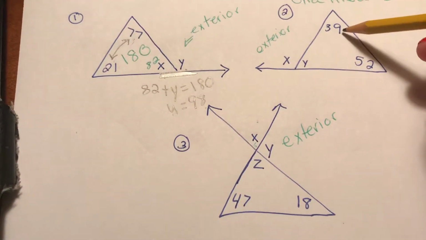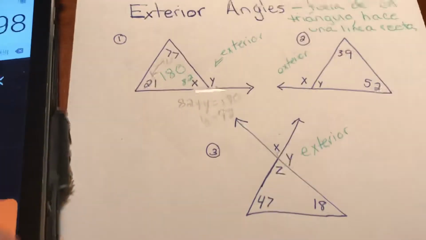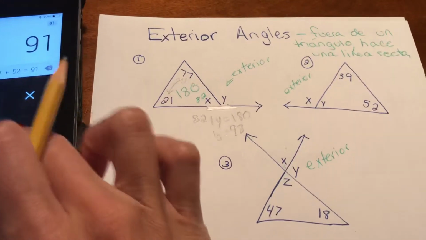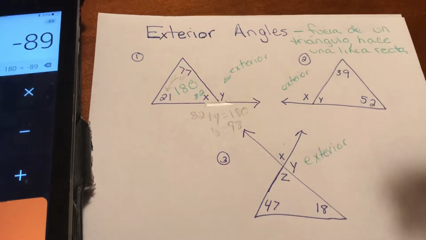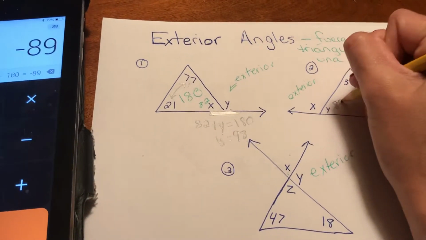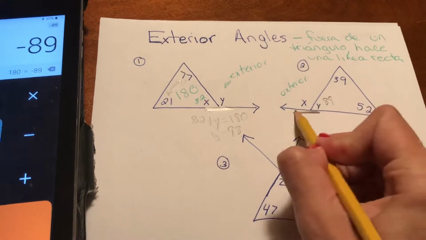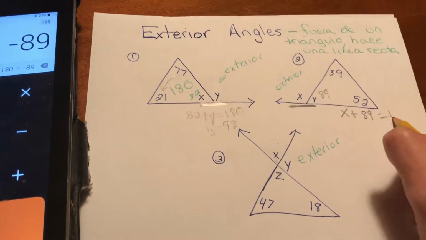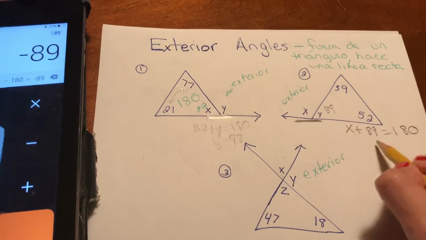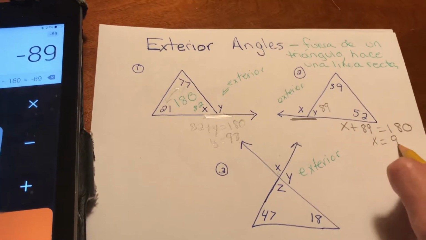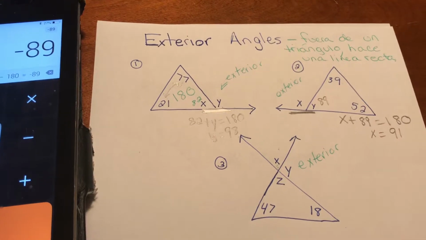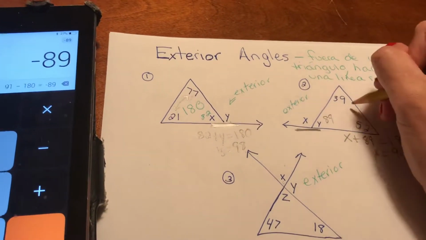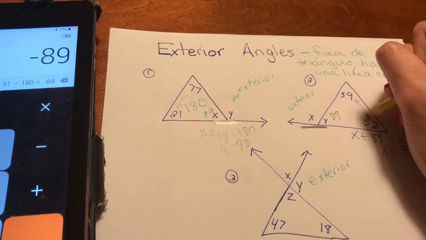In this example here, we have 39 plus 52. That gives us 91. We subtract that from 180 and we get 89. So y would be 89. Here you have a straight line again. So x plus 89 has to equal 180. And when you subtract 89, you get back to 91, which we had when we added these two angles together.